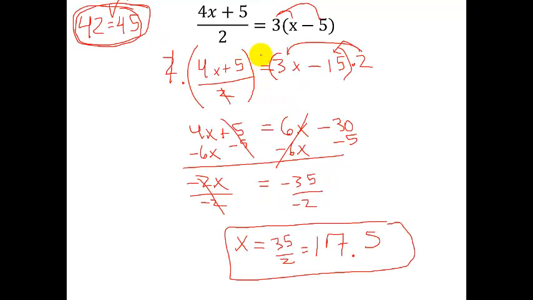Okay, I think that's it for this section, just 2 examples. Remember to clear each side as much as possible, and then move all your variables to one side, all your numbers to the other side, and you'll be good to go.